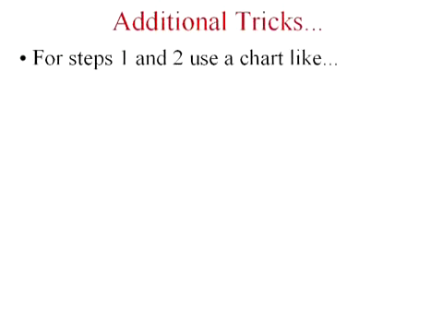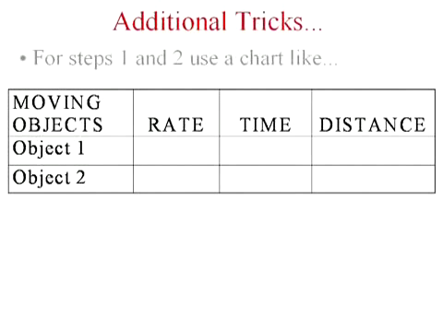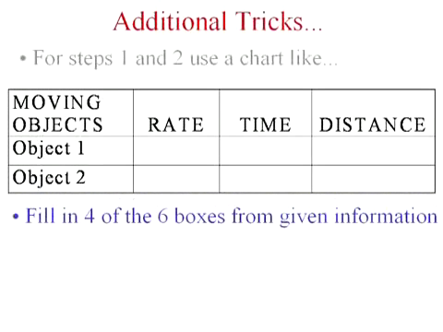Generally, for steps 1 and 2, where we name x and everything else in terms of x, we're going to use a chart that looks like this. We're going to have more than one object moving at one time. That's why we need a chart. Okay? So you'll have two rows of object 1 and object 2, and then we'll try to define the rate, time, and distance of each of those objects in the problem.